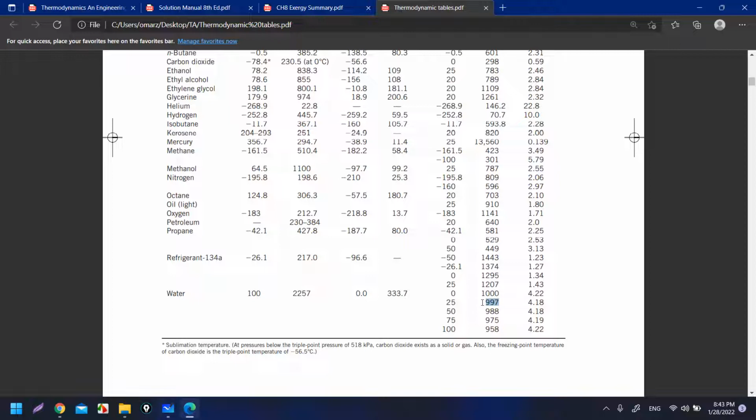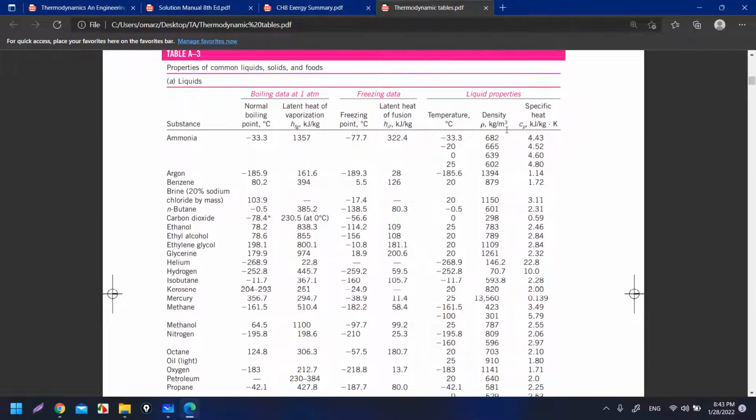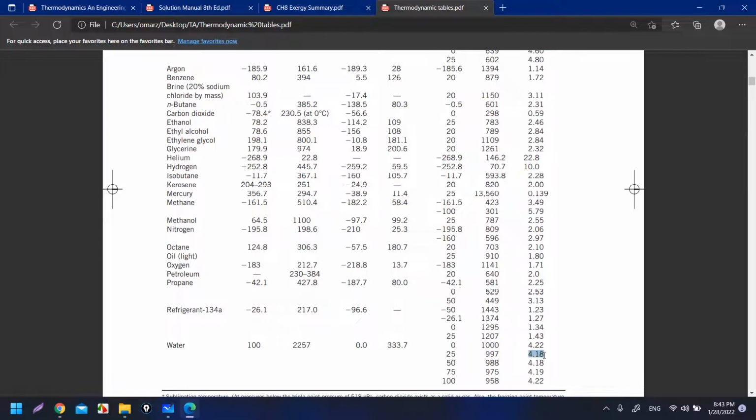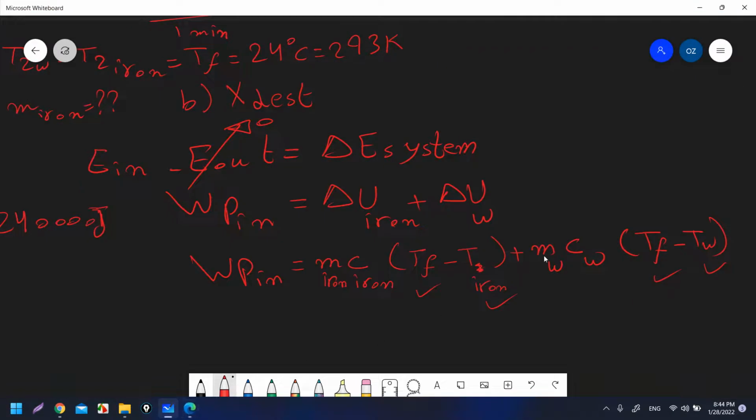So we will take approximately 997 to be our density, and for CV it will be 4.18. Okay, it doesn't matter. If you say 20, it will also get 4.18. Why am I taking density now? Because we will need it, because we want to find also the mass of the water.